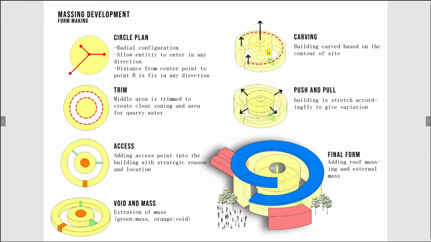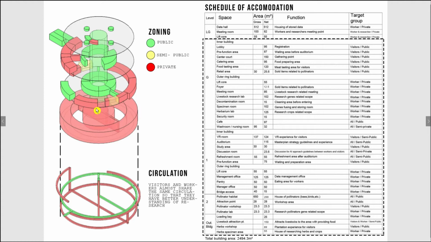Next, carving the building based on the contour of the site, and the push and pull of the building stretches give variation to the building. And finally, the roof and external masses are added, forming the final form. So this is a basic zoning and circulation diagram of the building and the schedule of accommodation.